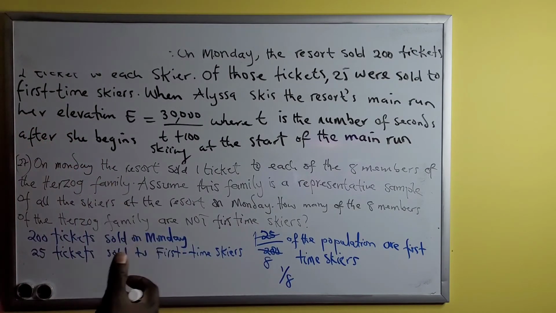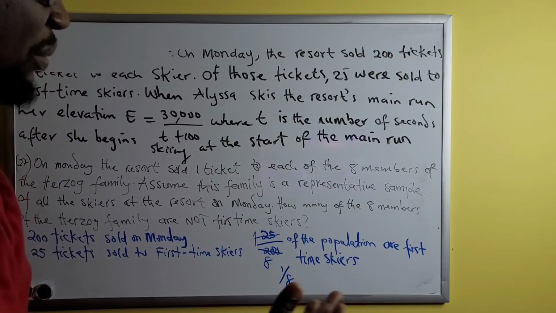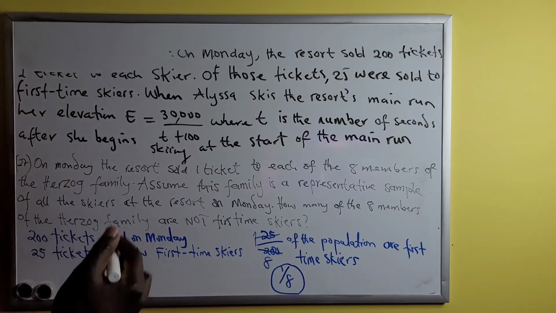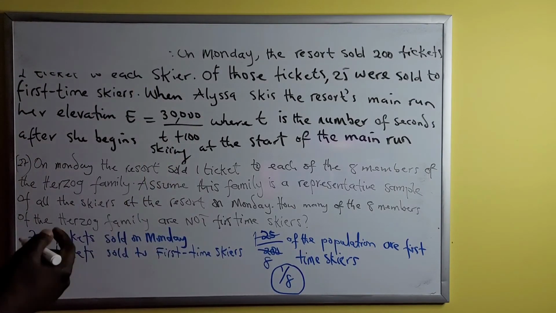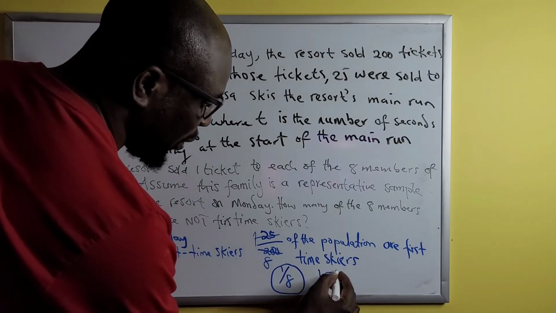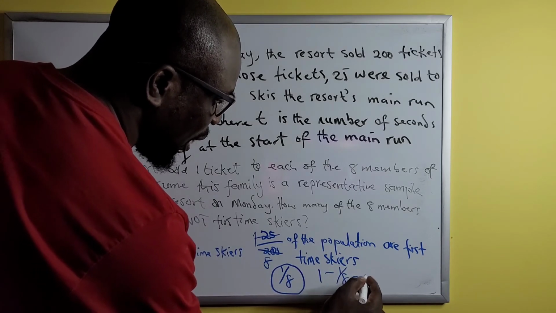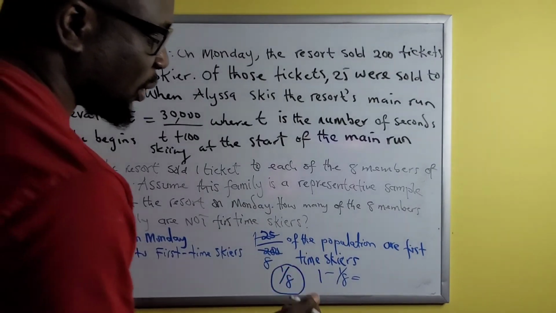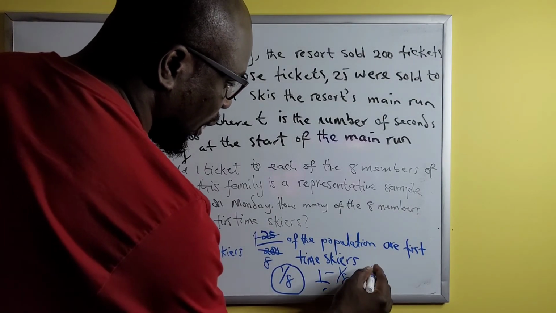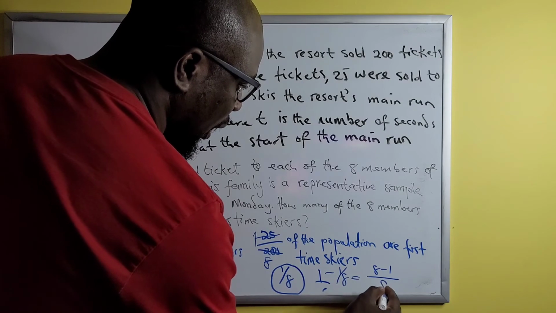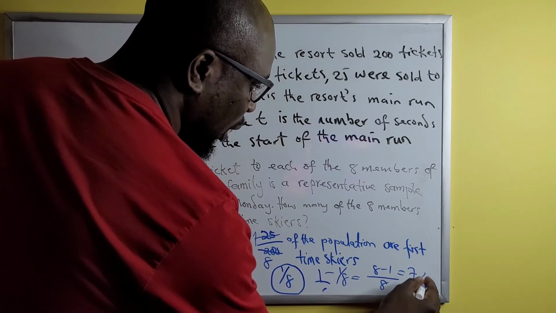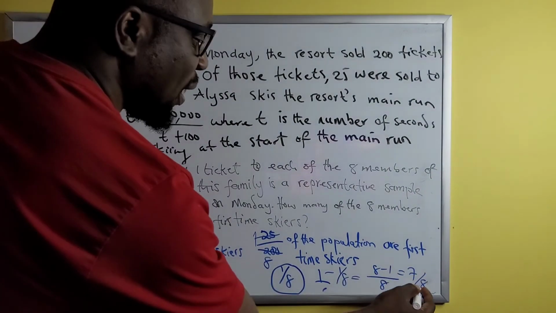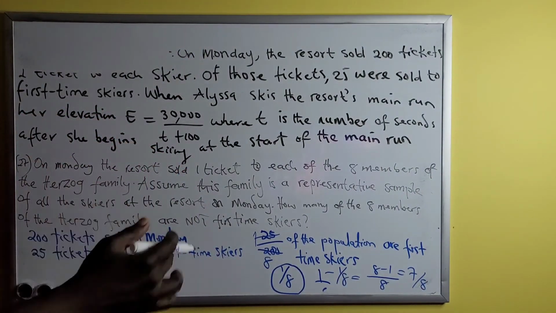So how much of the population are not first-time skiers? We know that one eighth of the whole population are first-time skiers because they bought the tickets. So 1 minus 1/8 is the population of not first-time skiers. That is (8 minus 1) divided by 8, which is 7/8. So 1/8 are first-time skiers and 7/8 are not.